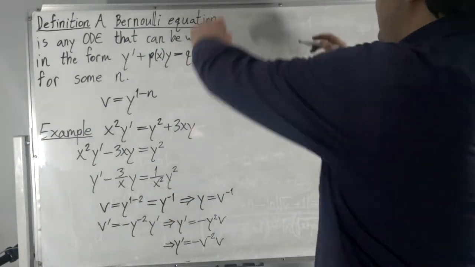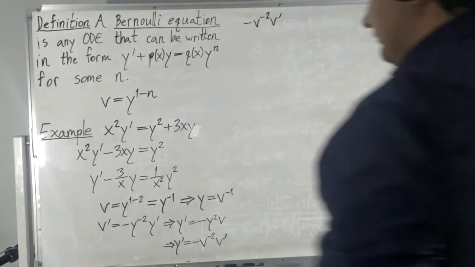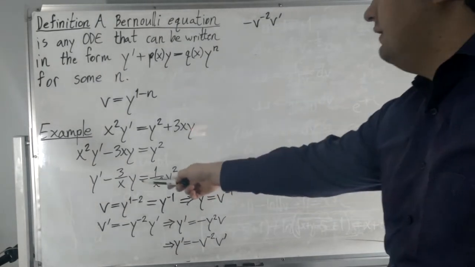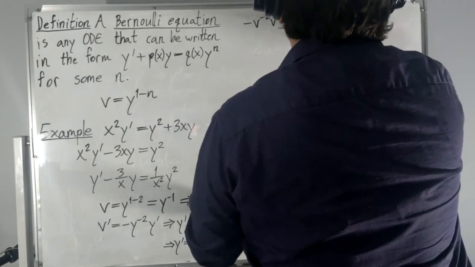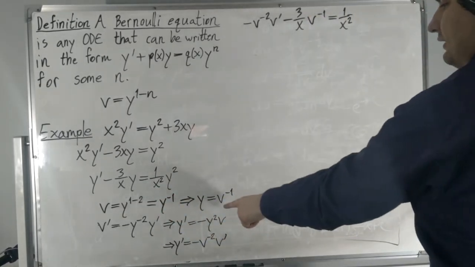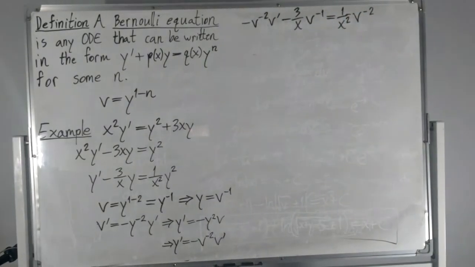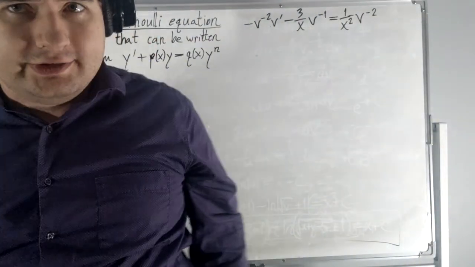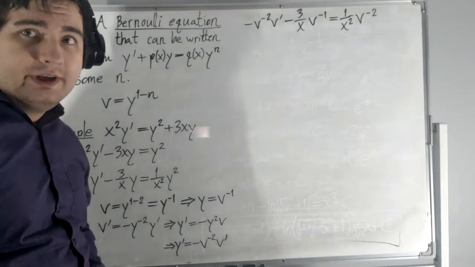Take these two pieces of information and rewrite the ODE. So y prime is negative v to the negative 2, v prime. Oh, there should be a v prime. And minus 3 over x times y. Y, we've already realized, is v to the negative 1, equals 1 over x squared times y squared. Y squared is v to the negative 2. And just like that, we have rewritten the ODE. But that doesn't look a lot easier to solve, does it? Well, it does if you multiply everything by negative v squared.